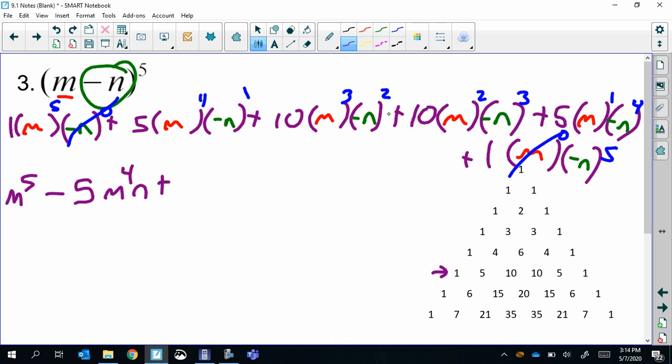All right, now it's negative squared. It'll turn positive. 10 m to the 3rd n squared. This one's going to turn negative because it's negative to an odd.